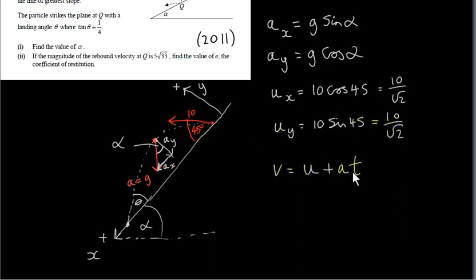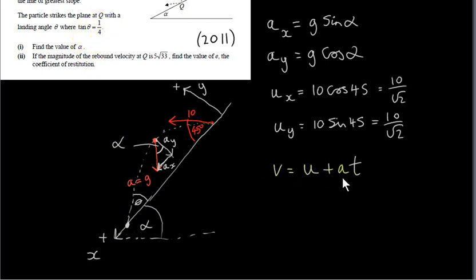Now in this question we will be interested in the final velocity of the particle. That is the velocity of the particle just before it strikes the incline, because we're given some information about the angle that the final velocity vector makes with the incline. We're given information about this angle theta. We're given that tan of theta equals 1/4.